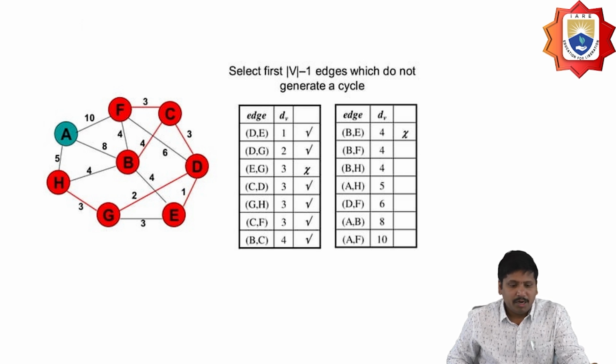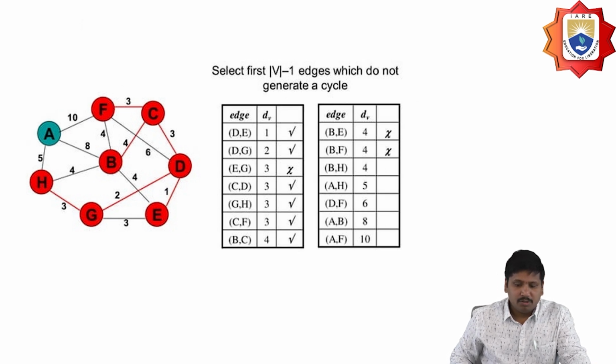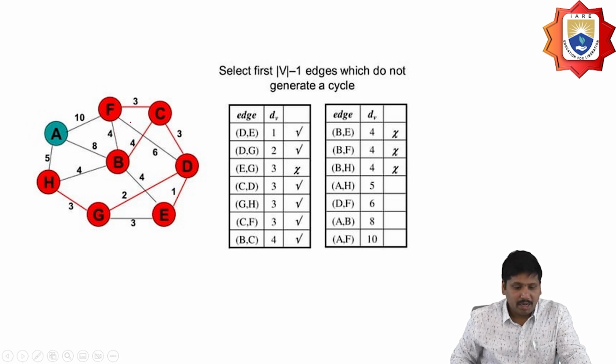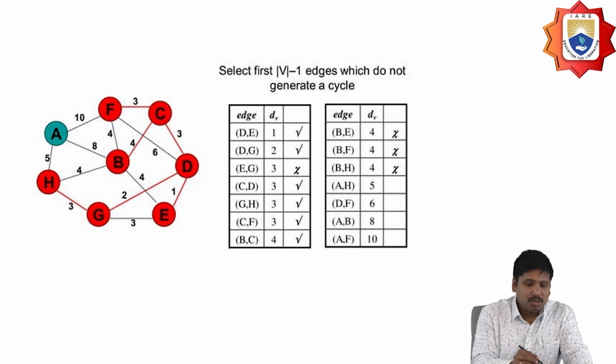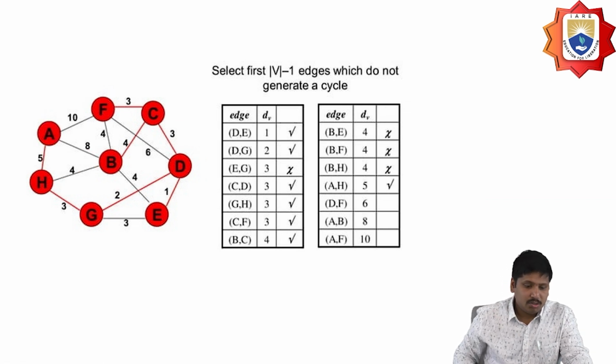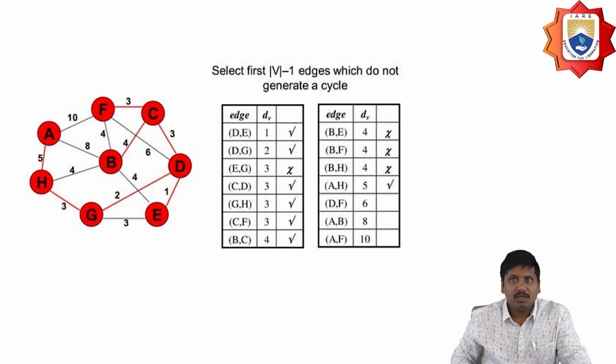And the next minimum weight is BF. If I take BF, it is also going to form a cycle, so it is not going to be considered. And the next one is BH, which would also form a cycle, so I'm not including this one either. Then AH. AH is not going to form a cycle, so it is going to be included into the spanning tree.